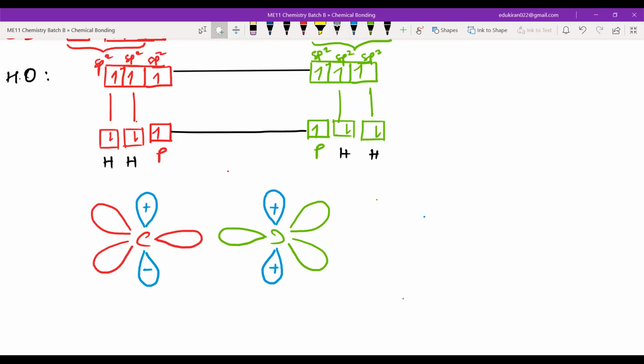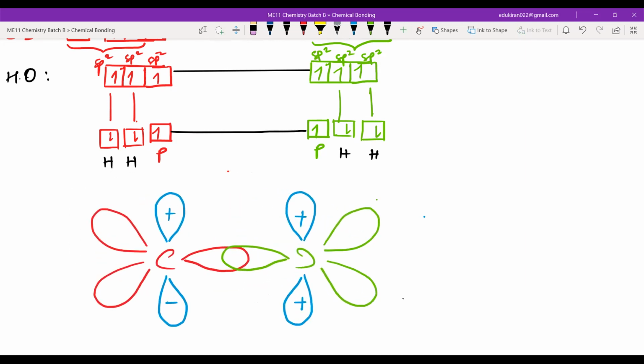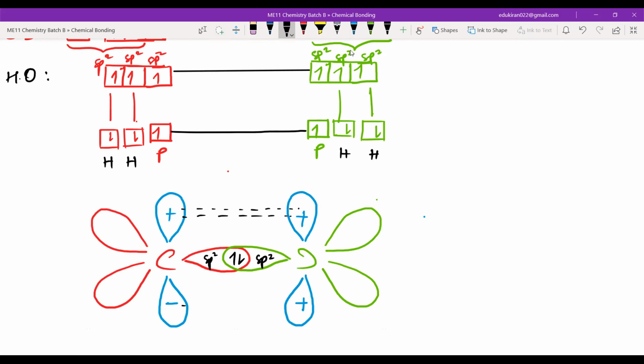What I need to do now is overlap things. So this will be overlapping like this. And then there will be hydrogens. But before that, let me just make it a bit bigger. Yeah. So this is the overlap between the sp2 and sp2. This is also sp2. This is also sp2. And here are the 2 electrons. And now the overlapping will be present between these lobes.